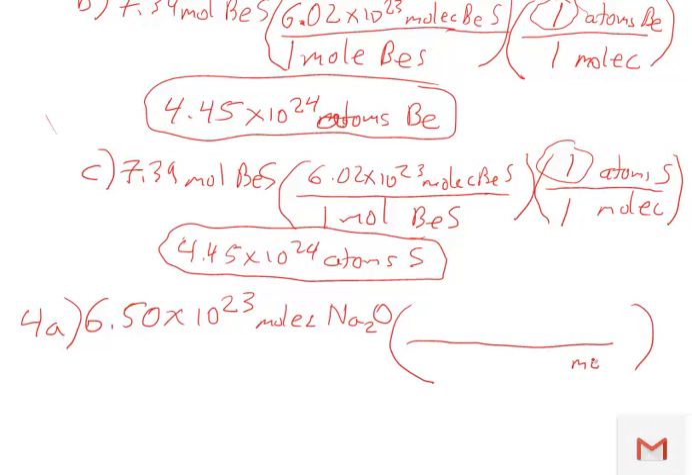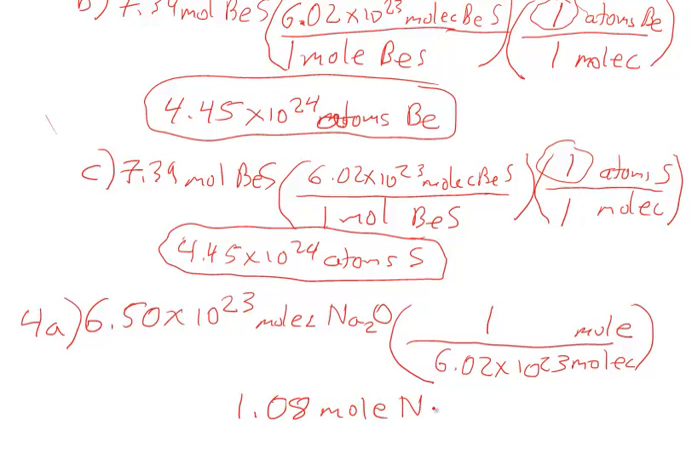Remember, the unit we want to cancel always goes on the bottom. The unit we want to find goes on the top. In this case, we want moles. 1 mole is Avogadro's number, 6.02 times 10 to the 23rd molecules. So we do 6.50 times 10 to the 23rd divided by 6.02 times 10 to the 23rd, and we get 1.08 moles of sodium oxide.